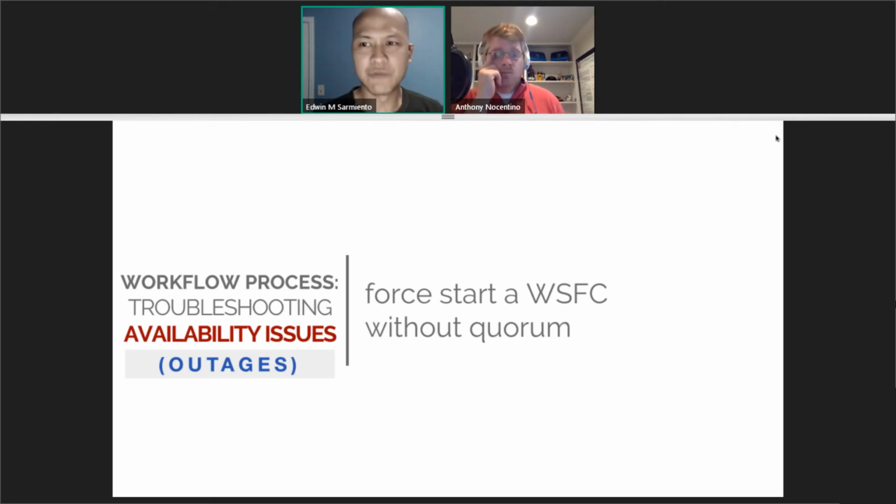If the cluster is available, I can ping, I can telnet, then you can follow the 4-step process that I just described, okay? Now, if the cluster isn't available, which means I can't ping the virtual server name of the failover cluster, again, not the nodes, but the failover cluster, because the nodes could be online, but the cluster can be offline, okay? Your only option is to force start the cluster without a quorum.